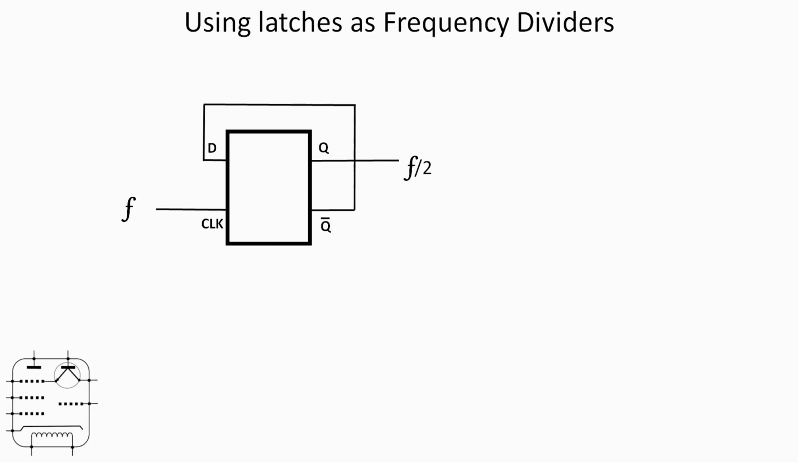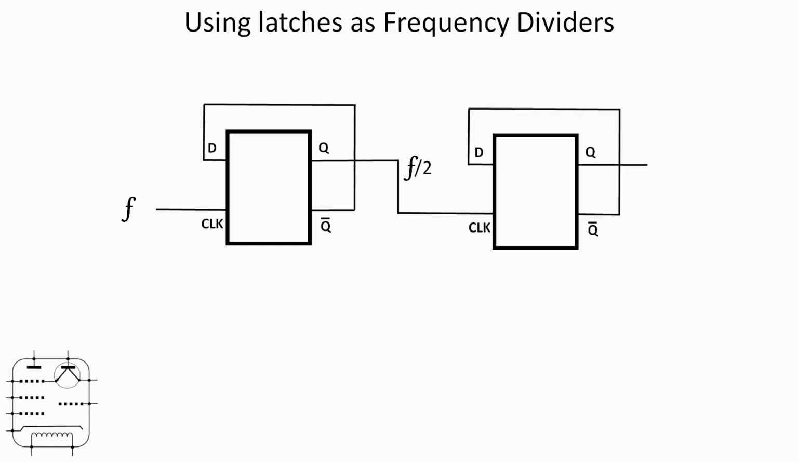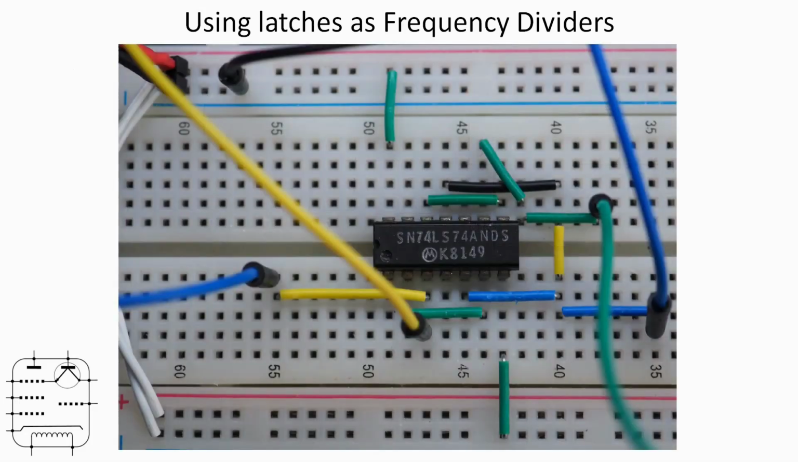Now we've got two latches available on that chip, so if we then connect a second latch with an identical configuration, except we've taken the Q output of latch 1 into the clock input of latch 2, then what we should hopefully get on the output of the second latch is the input frequency divided by 4. So let's look at that on the breadboard, a very simple circuit really, just lots of connecting wires. So what's going on there?